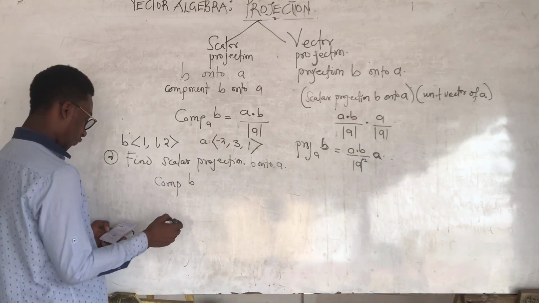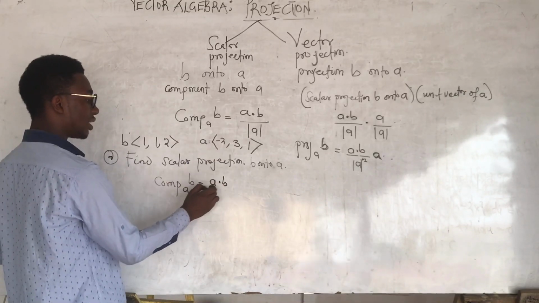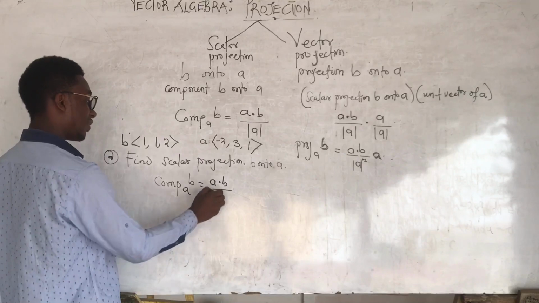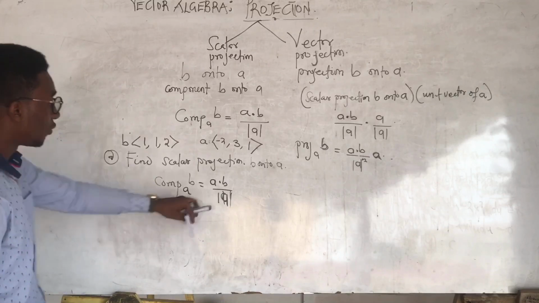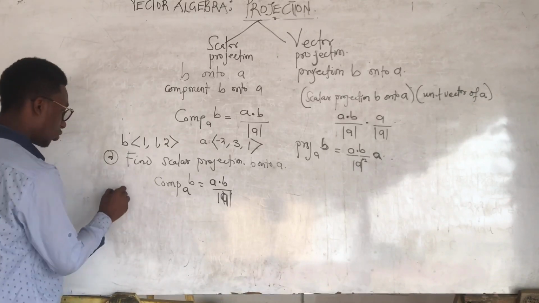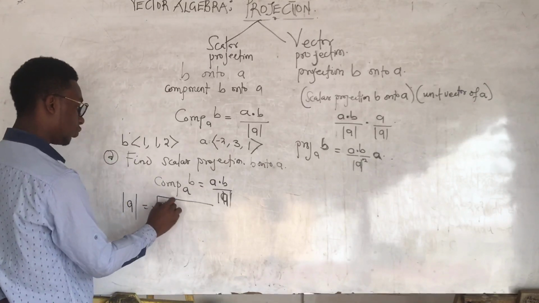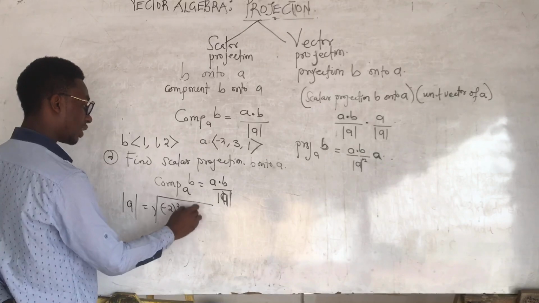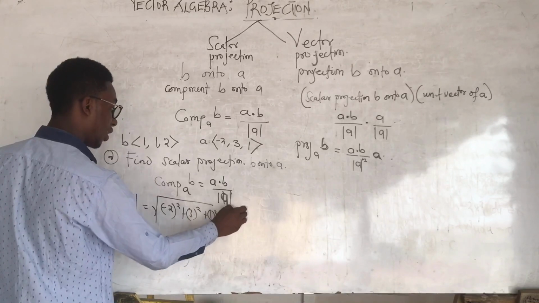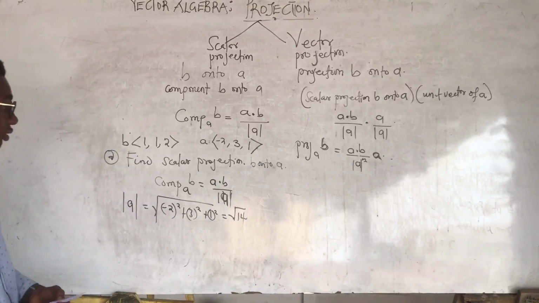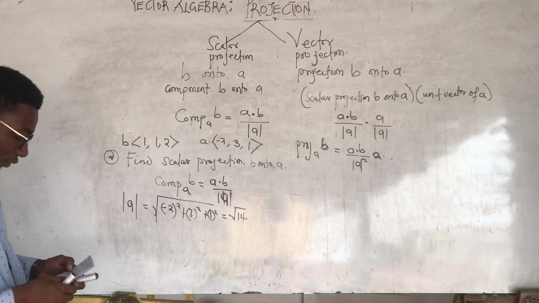So the comp of B onto A is equal to the formula over here: A dot B divided by the magnitude of A. We have to know the magnitude of A. The magnitude of vector A is the square root of (-2) squared plus 3 squared plus 1 squared, and when you do this, you get the root of 14.